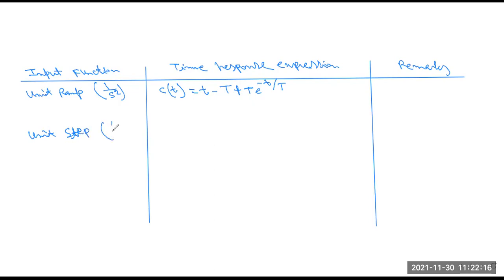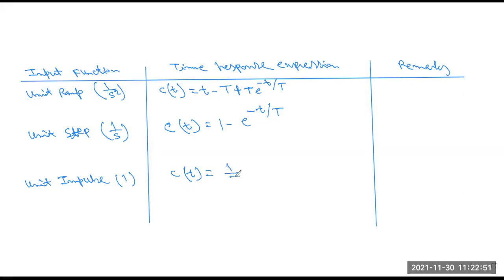Then we discuss the unit step function. What is the function? That is 1 by s. We also calculate the value, c(t), equal to 1 minus e to the power minus t by T. And last, we discuss today the unit impulse function. The value of R(s) for the unit impulse is 1. So c(t) equals 1 by T into e to the power minus t by T.